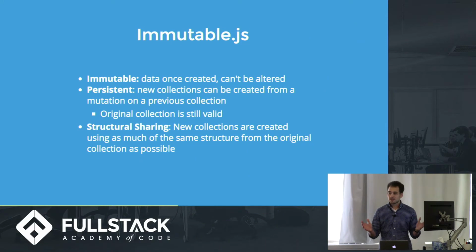So now that I've sold you on using Immutable.js and immutable data structures, let's talk a little bit about Immutable.js. Immutable.js is immutable persistent data structures that leverage structural sharing. So what does that mean? Well, as we talked about, immutable means data that, once created, can't be altered. Persistent means that new collections can be created from mutation of the previous collection, but that previous collection is always there. And then what's most interesting really is this structural sharing.